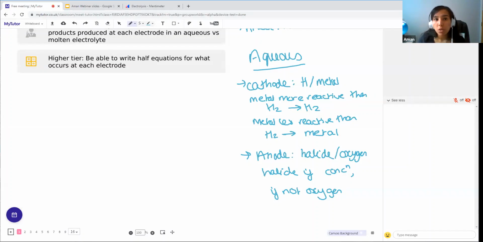Any questions on that there? How do you know if it's concentrated? You know if it's concentrated because I'll tell you in the exam question if it's not. So just look out for something that says dilute, basically. If it says dilute, then you know it's not, but if it doesn't, then it's fine.